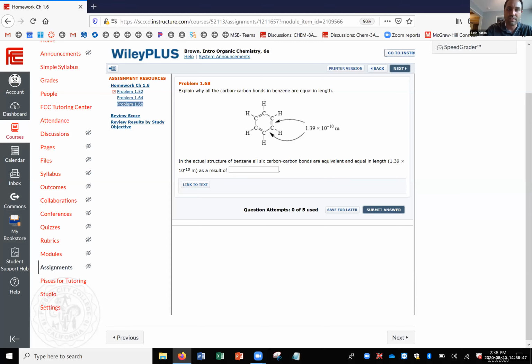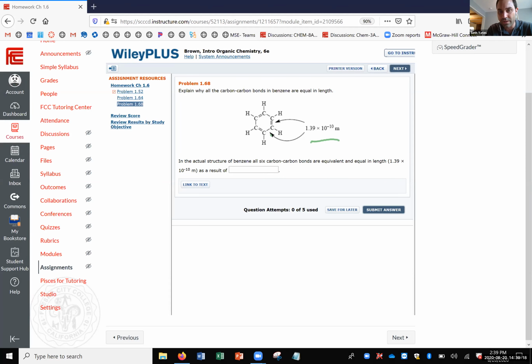The problem is this one right here, 1.68 on your homework tonight. So the question says, explain why all carbon-carbon bonds in benzene are equal in length. And then it gives you a sentence that you just need to fill in just one word, actually, to complete the sentence. In the actual structure of benzene, all 6 carbon-carbon bonds are equivalent and equal in length as a result of what? And that's what they're sort of showing you on the screen here, is that each bond is that length. Why is that weird?